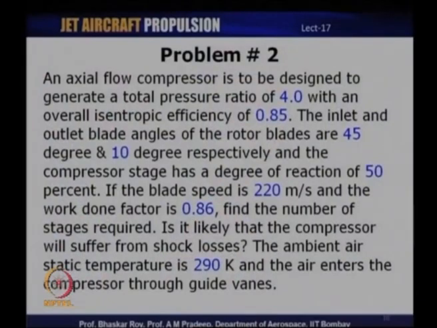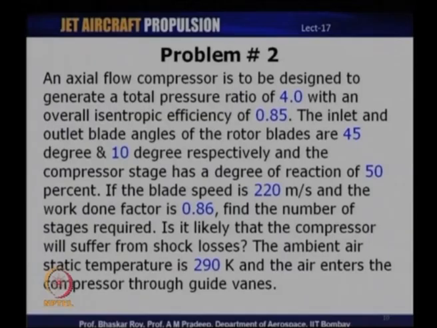This problem is on an axial compressor which is to be designed to generate a pressure ratio of 4 with an overall isentropic efficiency of 0.85. The inlet and outlet blade angles of the rotor blades are 45 degree and 10 degree respectively, and the compressor stage has a degree of reaction of 50%. If the blade speed is 220 meters per second and the work done factor is 0.86, find the number of stages required, and also find out whether it is likely that the compressor will suffer from shock losses. The ambient air static temperature is 290 Kelvin and the air enters the compressor through guide vanes.